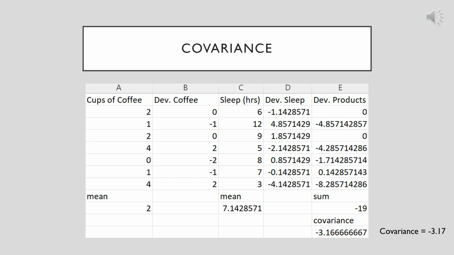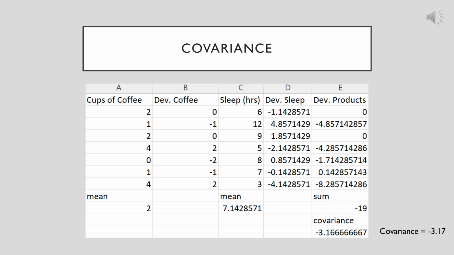You get your deviation for sleep column. And then you have to make a new column that's the products of the deviations. So you have to multiply the deviation scores on X times the deviation scores on Y for each participant. That gives you this deviation products column. And then you have to add all of those deviation products up.